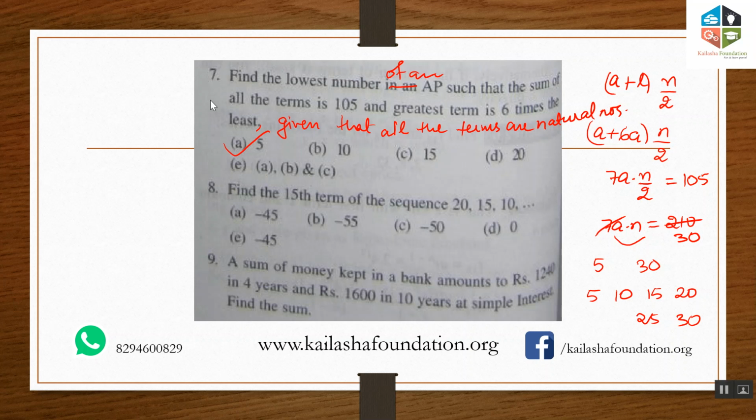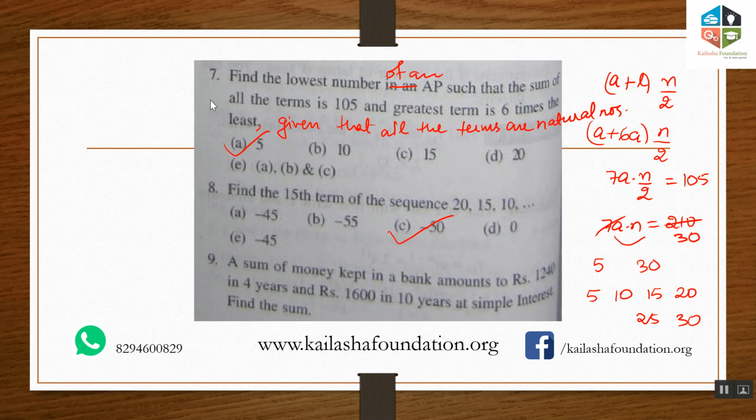Find the 15th term of the sequence. It is very easy to find. I'll count this on fingers. 20, 15, 10, 5, 0, and then minus 5, minus 10, minus 15. So 5 terms are already counted and the remaining are 10 terms. So 5 tens are 50, minus 50. Minus 50 is our answer.